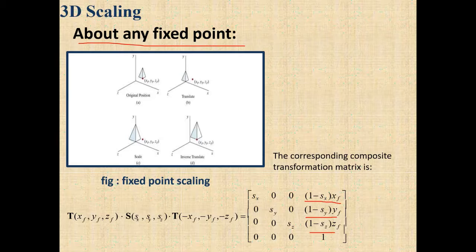So this is actually one kind of, you can say, translation and scaling, a combination of that. So the amount of translation that has happened is xf, yf, zf. Okay, and the scaling that happened is sx, sy, and sz. So what you are going to get is 1 minus sx, 1 minus sy, 1 minus sz, multiplied with these things. I hope it is clear to everyone.